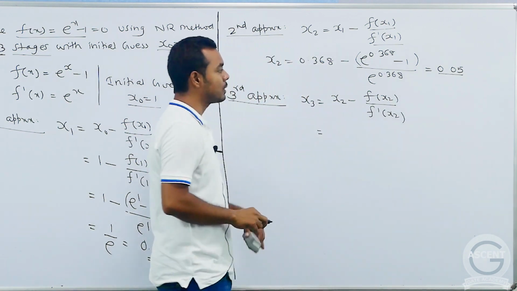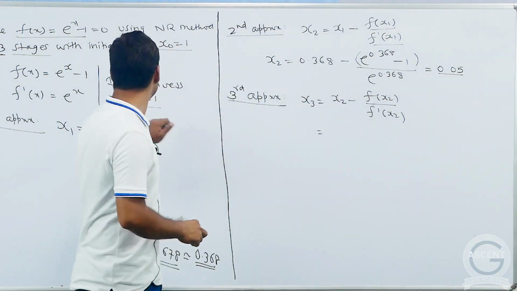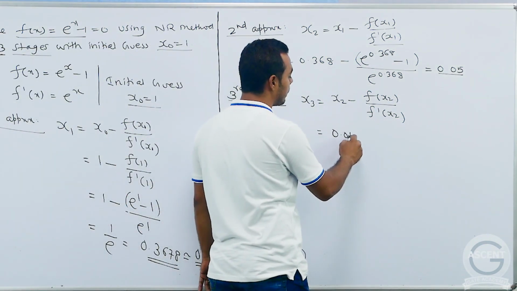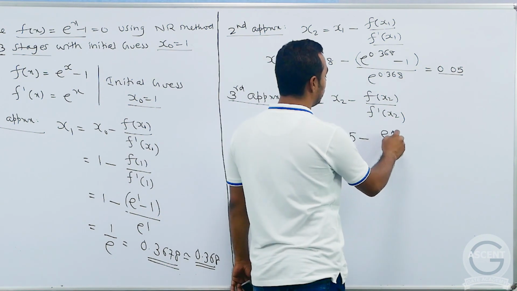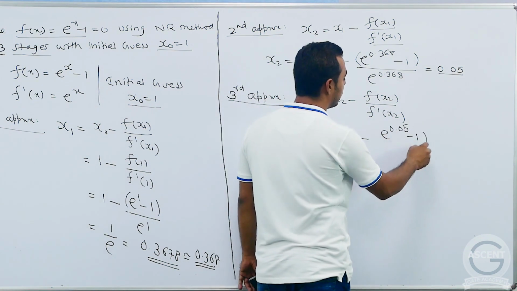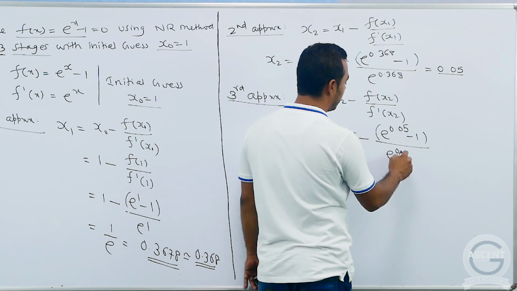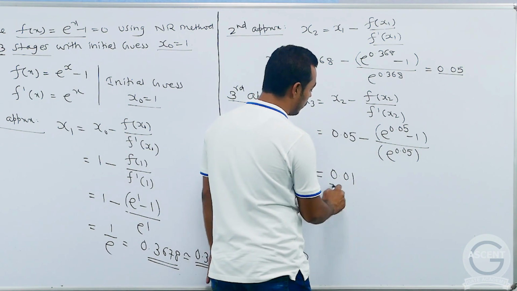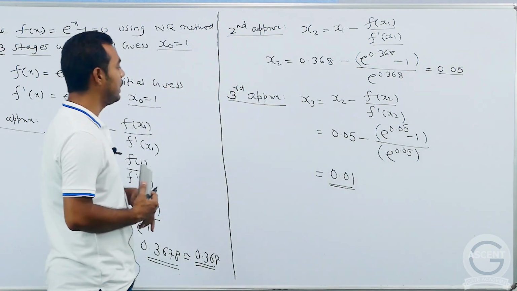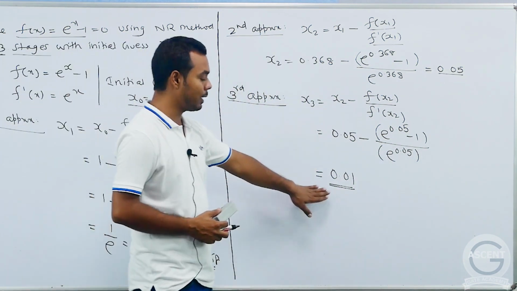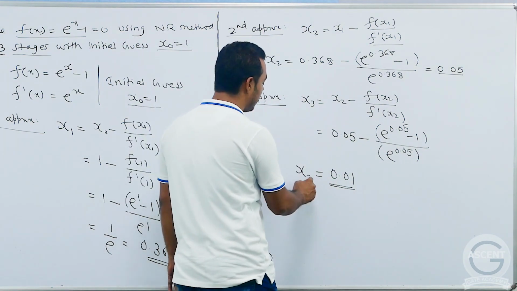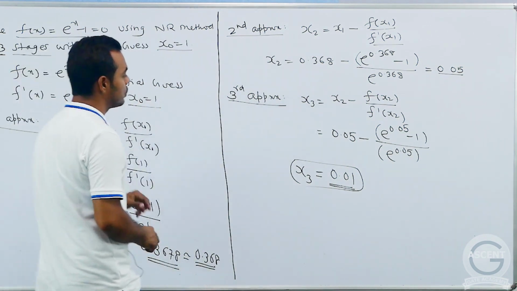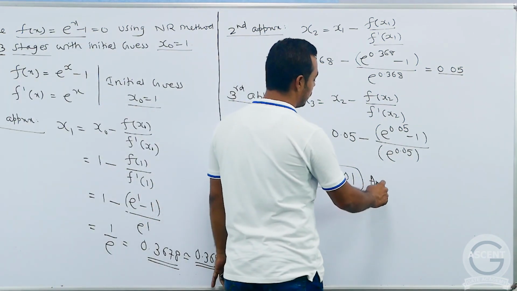So now in place of x2 we have 0.05. This is your expression for f(x) and f dash x. So this will be 0.05 minus (e to the power 0.05 minus 1), and this divided by e to the power 0.05. Now again if you do the calculation, this number will be 0.01. So after 3 iterations you will find that the root is approximately 0.01. x3 will be 0.01. The question was we had to find the root in 3 stages. So this will be the answer, 0.01.